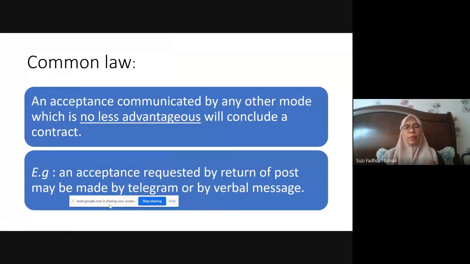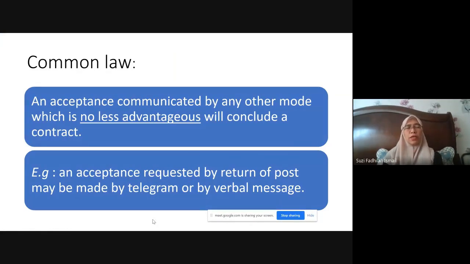Okay, so we go to the rule at common law first. At common law, acceptance communicated by any other mode, any other method or manner, which is no less advantageous, will conclude a contract. For example, please accept my offer by email, or maybe this is the current one. The old mode: please accept my offer by way of post, you have to post the letter to me. But if the offeree chose to call, it is faster. No less advantageous, faster, speedier. So actually it can conclude a contract as well, even though the offeree has yet to write a letter of acceptance. That's the rule at common law.